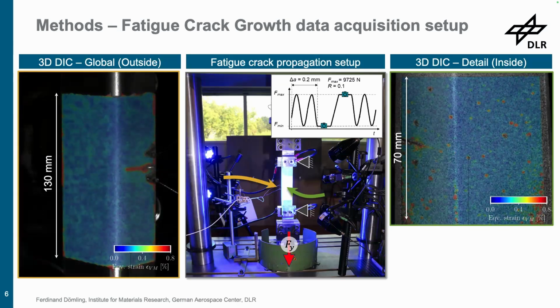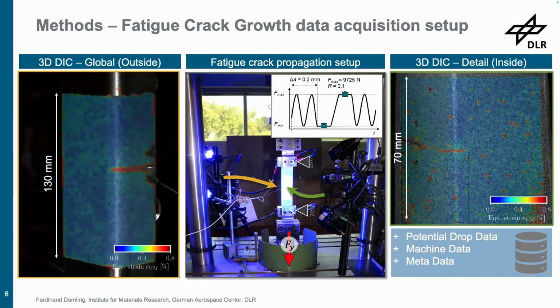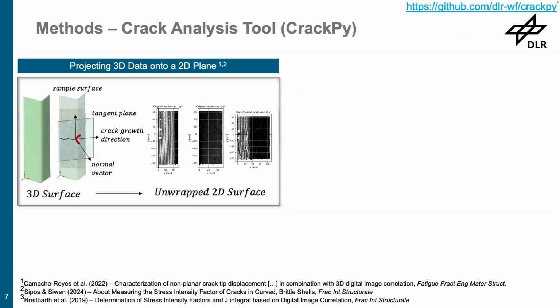So here you see the crack growth, the outside and inside of the sample. And together with potential drop, which is just a trigger, we don't use it for crack growth measurements here. And machine data and metadata is all stored for further analysis. Okay. What do we do with the data? So there must be quite a lot of data to process. And what we do first, we project it on the 2D plane for our algorithms to analyze.